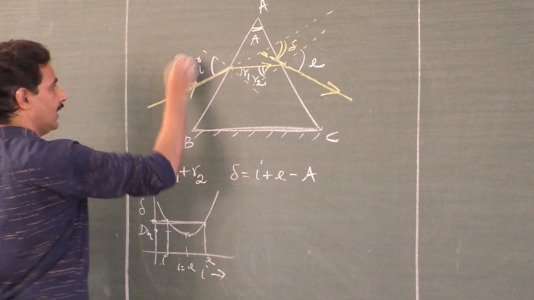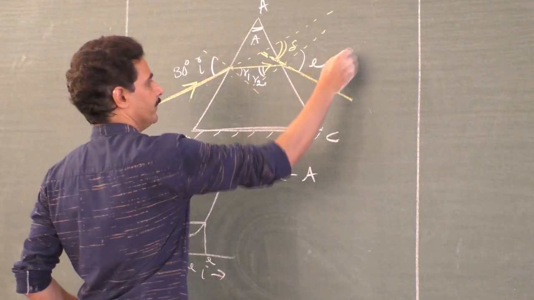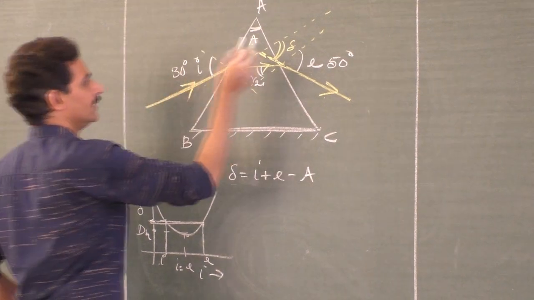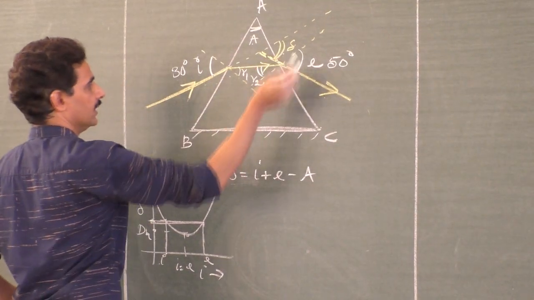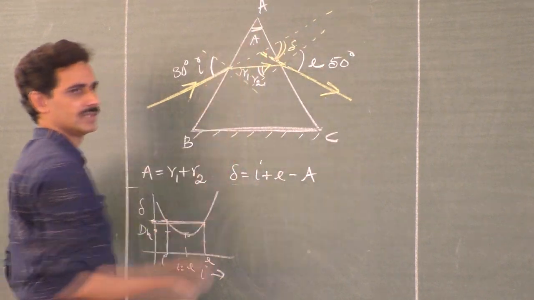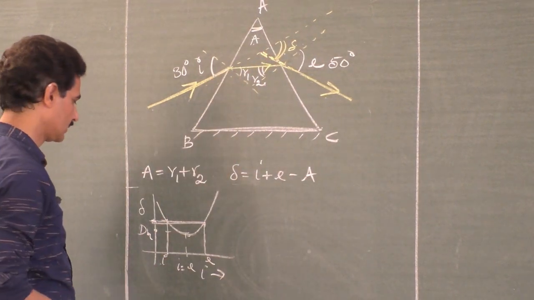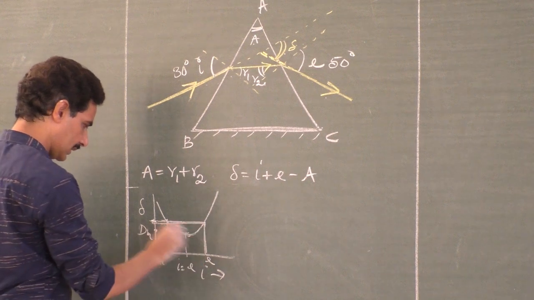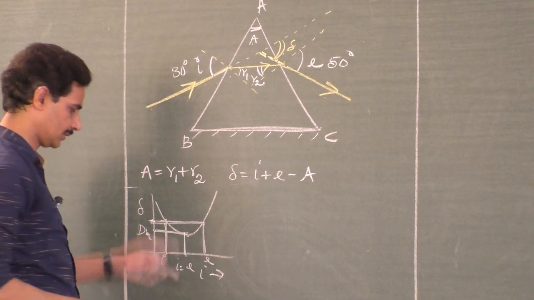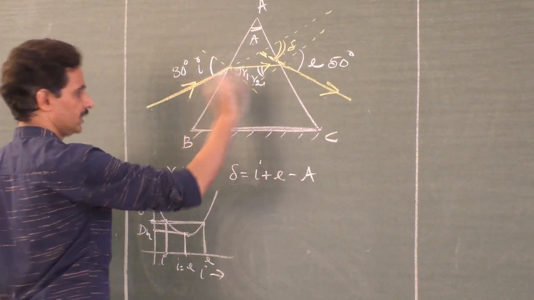I will recap the same with numericals. Suppose this is 30, then the deviation is say 15 degrees. If this is 50, then again the deviation is 15. So there is no difference. There are two angles of incidence for a given deviation, and for the minimum angle of deviation there is only one angle, because both of them become equal.